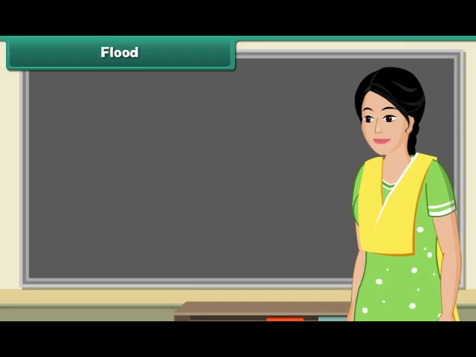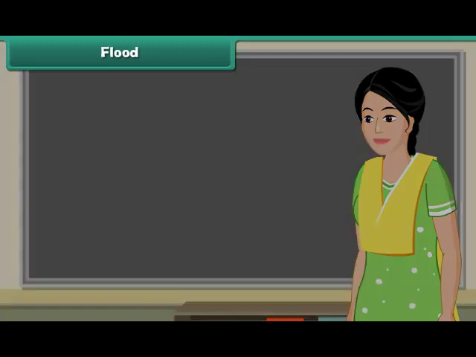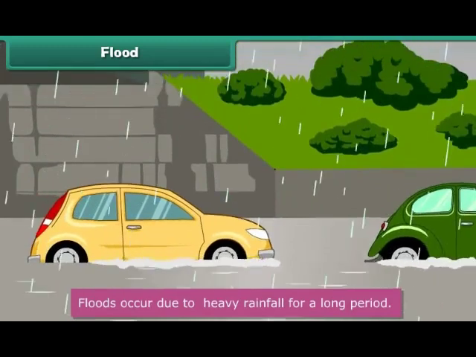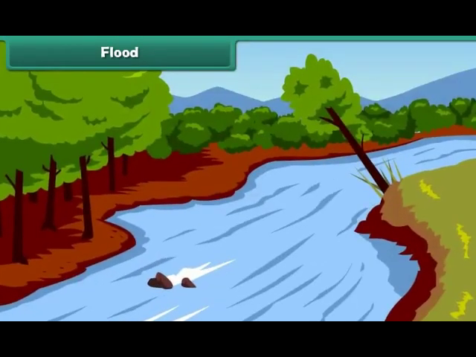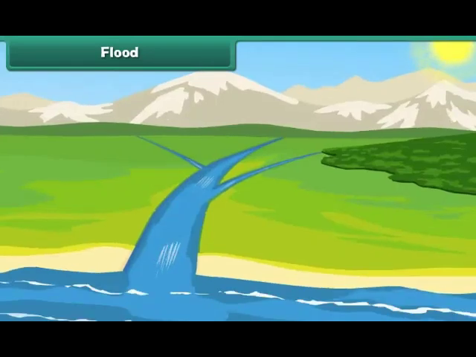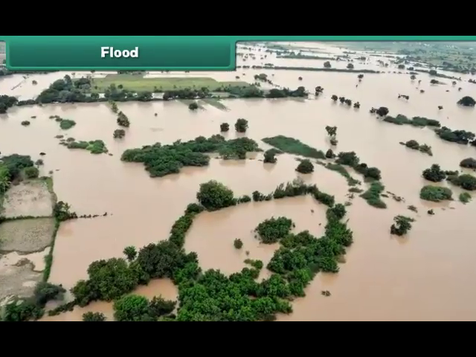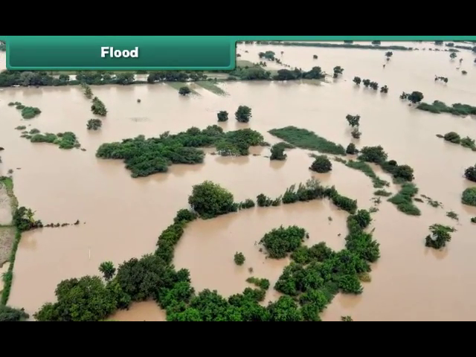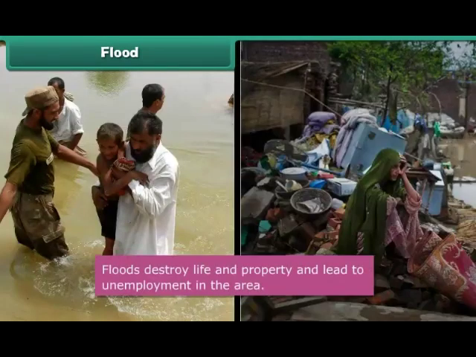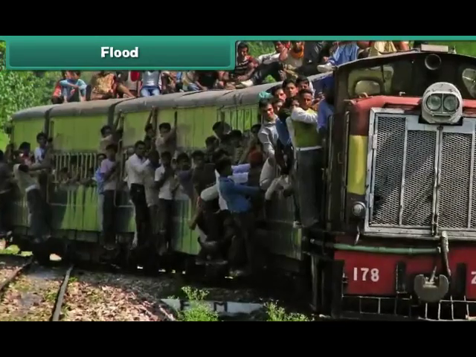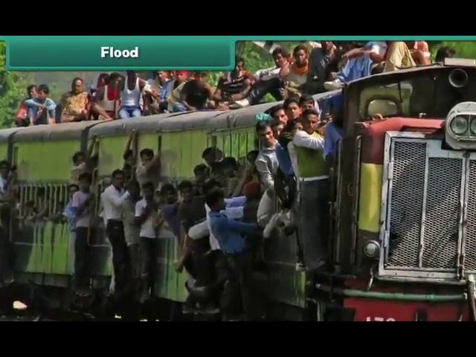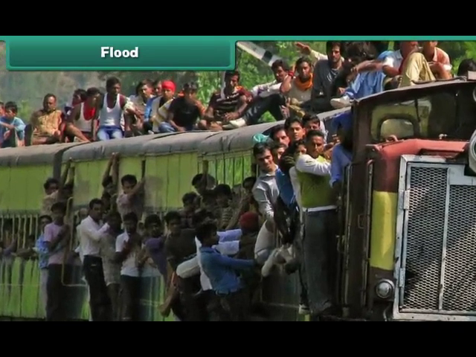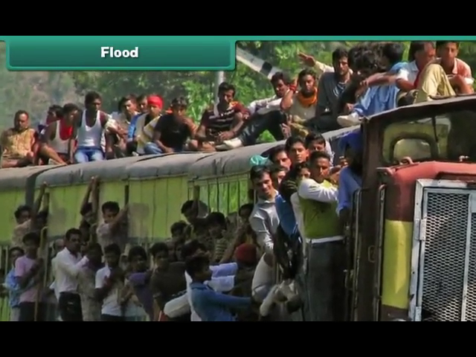Flood. Let me tell you about floods. Floods occur due to heavy rainfall. When it rains heavily, rivers overflow and submerge the surrounding areas. Water collects in houses, shops, roads, farms, and damages the properties. Floods destroy life and property. People become jobless and it leads to their migration towards cities as laborers and other daily wage workers.